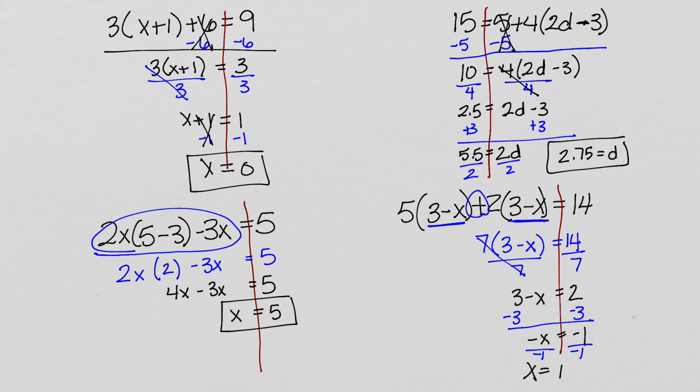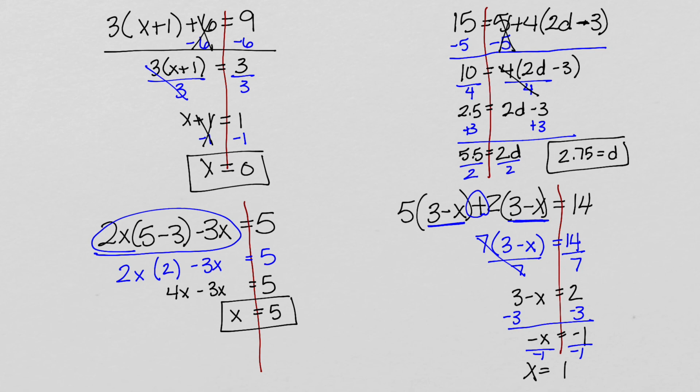I get 2.5 equals what was in parentheses, 2d minus 3. Now start PEMDAS over again by adding 3 to both sides. And then you need to divide by the 2, and you get d is 2.75.